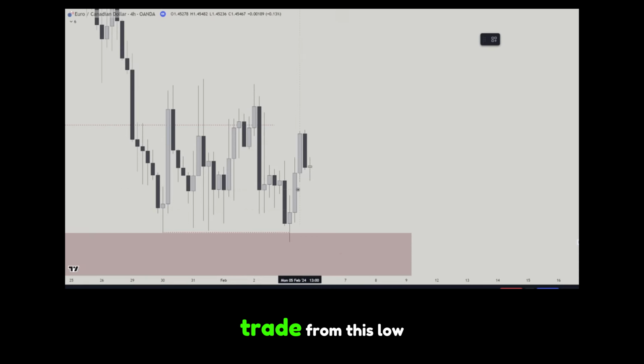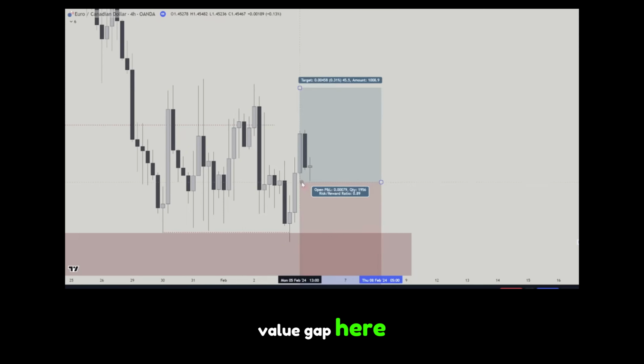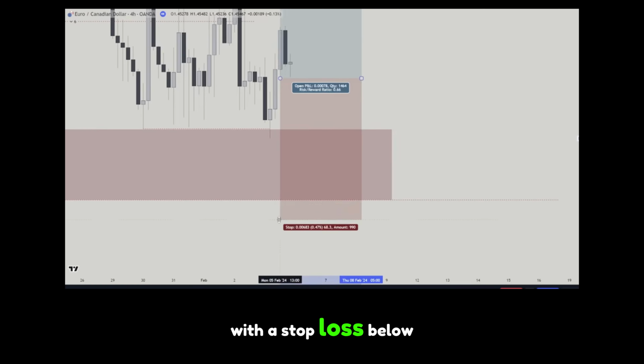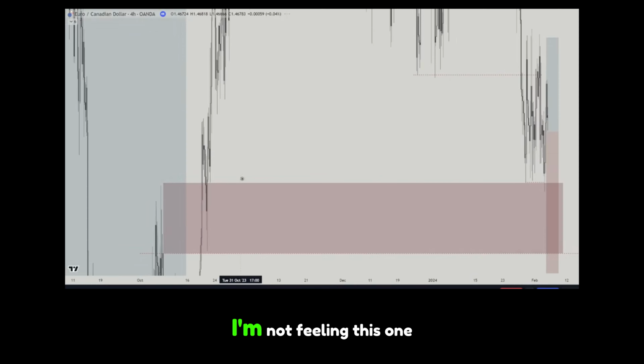You could have taken the trade from this low. And it's already out of kill zone. So this is already out of kill zone. I'm not trusting this fair value gap here. Could have taken this one with a stop loss below that low, but I don't know. I'm not feeling this one.